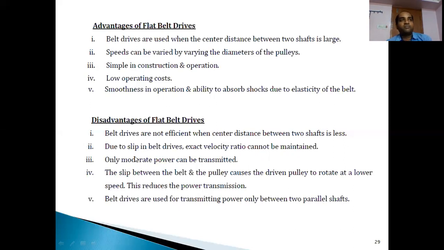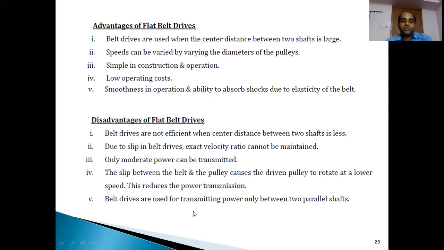In belt drives, there is a factor known as slip. If you don't know the exact velocity ratio, the possibility of slipping of the belt becomes a higher chance, and that can be a dangerous process also. So you should always maintain the exact velocity ratio. Here you can transmit only moderate power. Apart from that, the slip between the belt and the pulley causes the driven pulley to rotate at a lower speed, so sometimes it even reduces the power transmission.